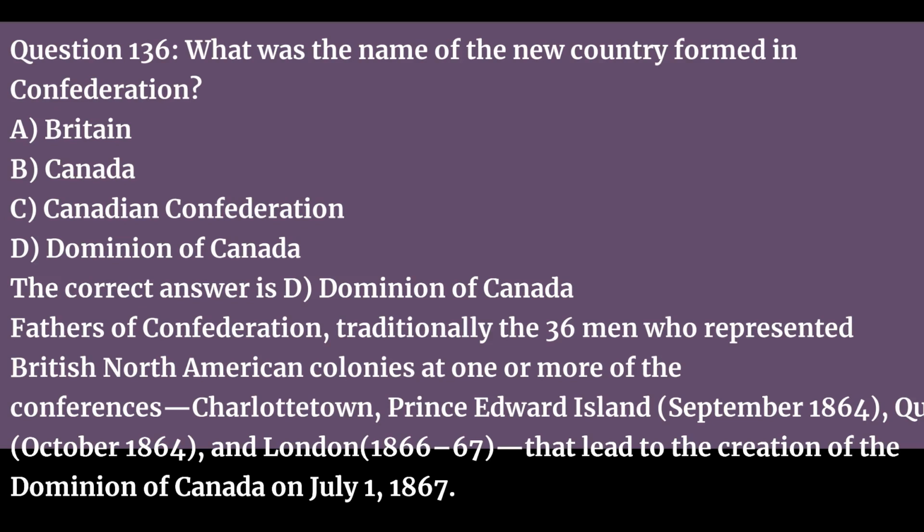Dominion of Canada. Fathers of Confederation, traditionally the 36 men who represented British North American colonies at one or more of the conferences. Charlottetown, Prince Edward Island, September 1864. Quebec, October 1864. And London, 1866-67, that led to the creation of the Dominion of Canada on July 1, 1867.